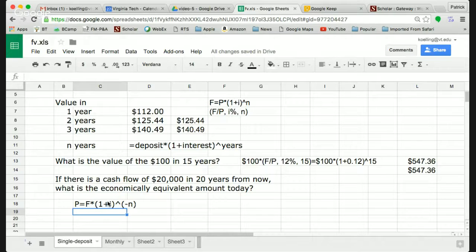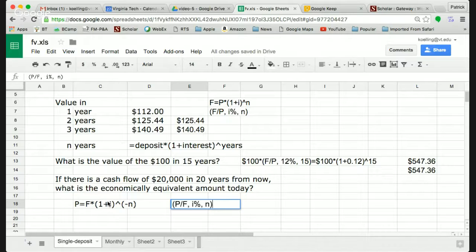That's our formula. The notation would be P given F, find a present amount given a future amount, I% in periods or in years in this problem. That is our notation.